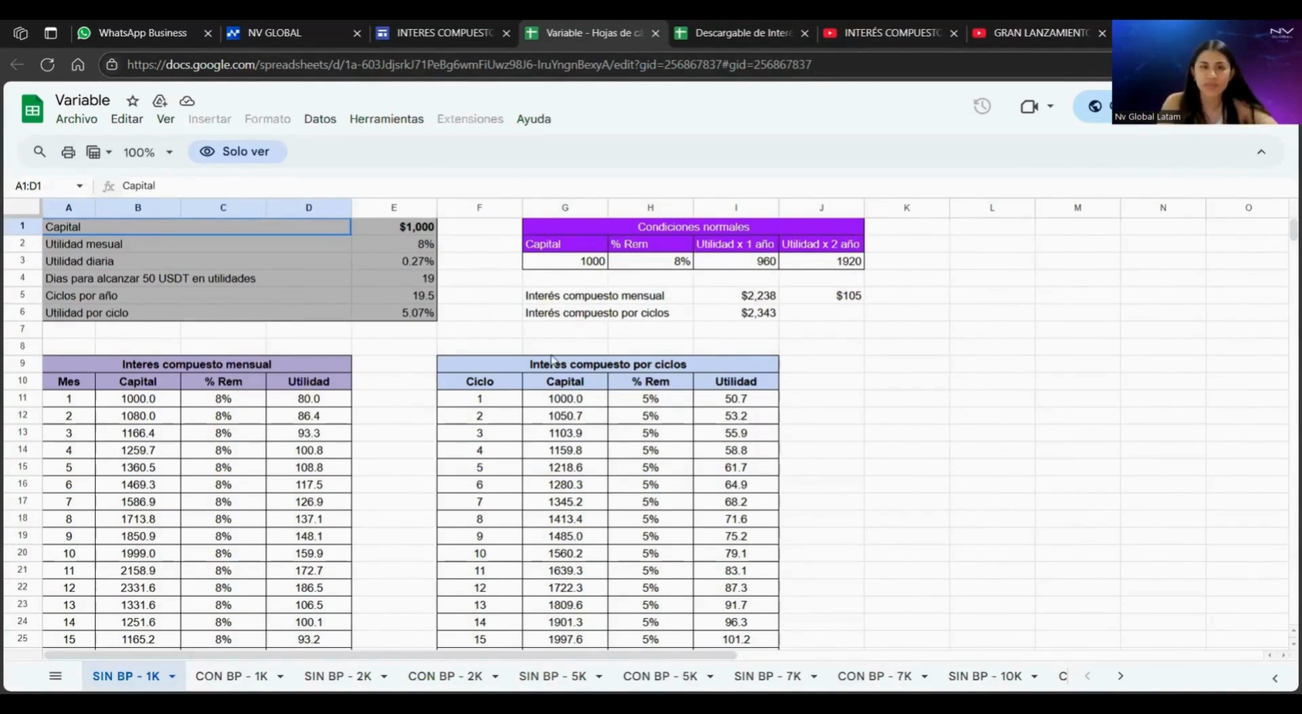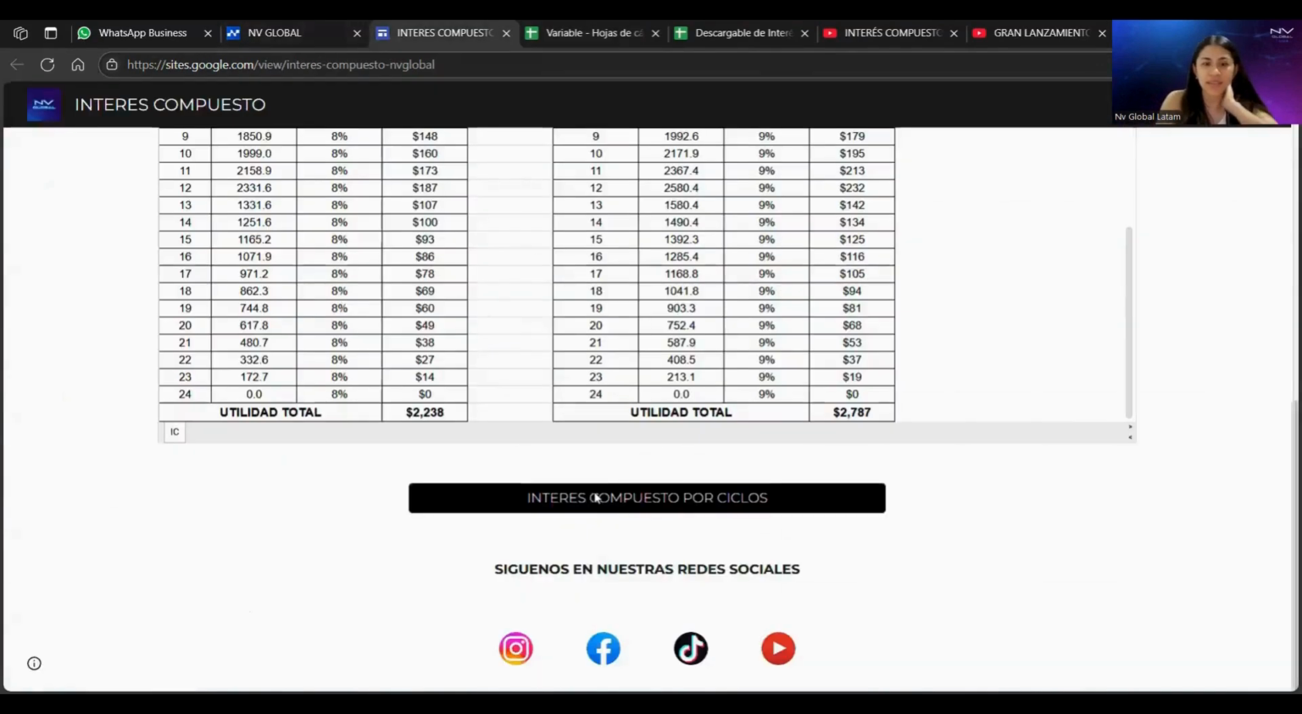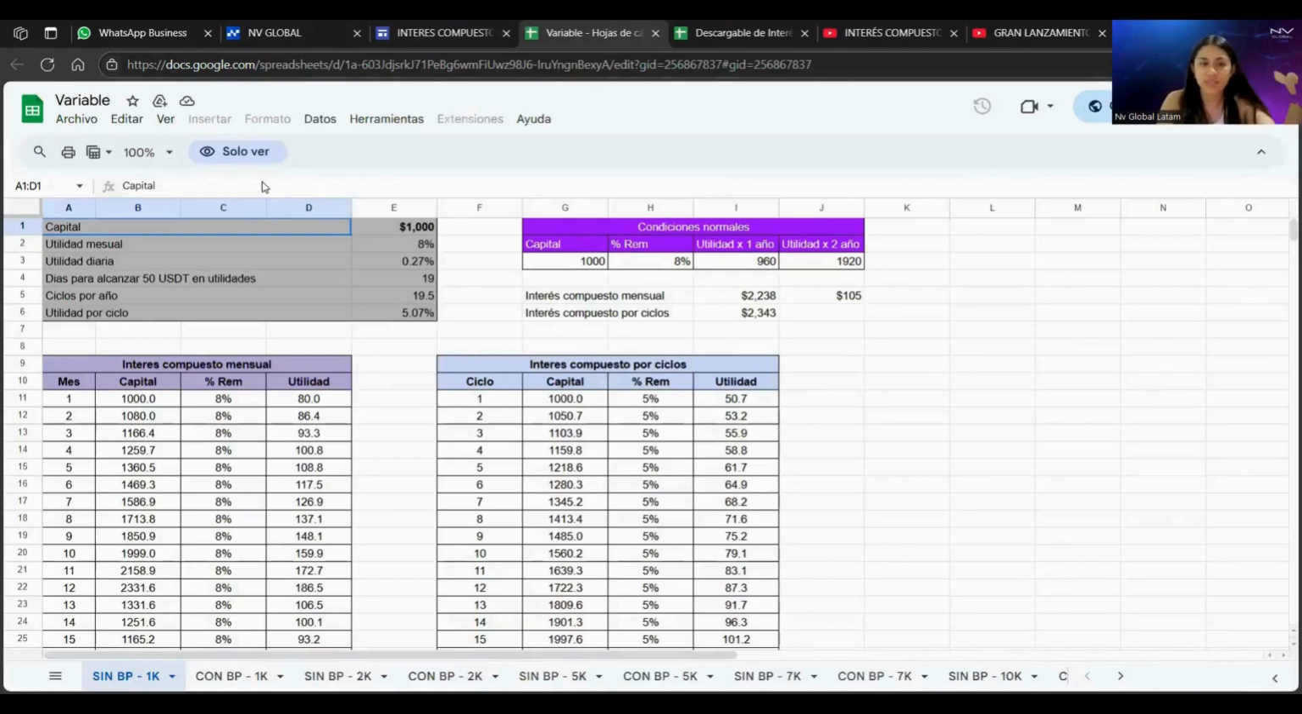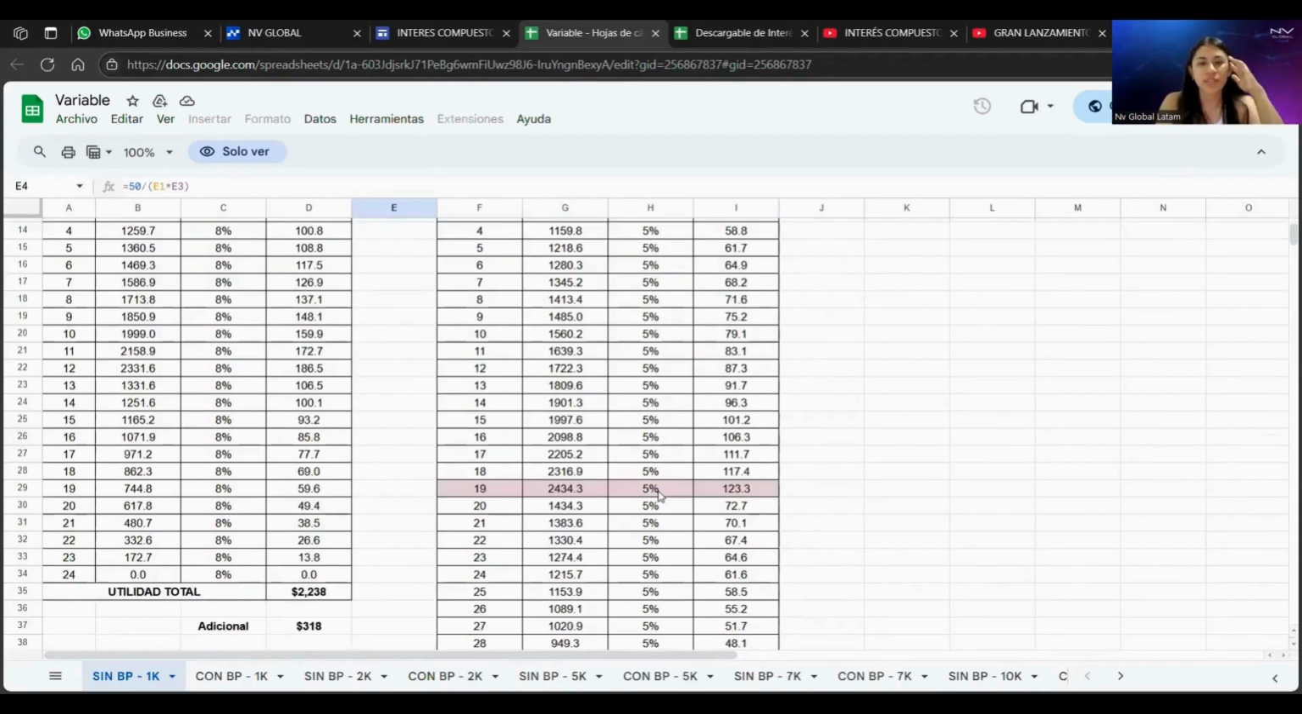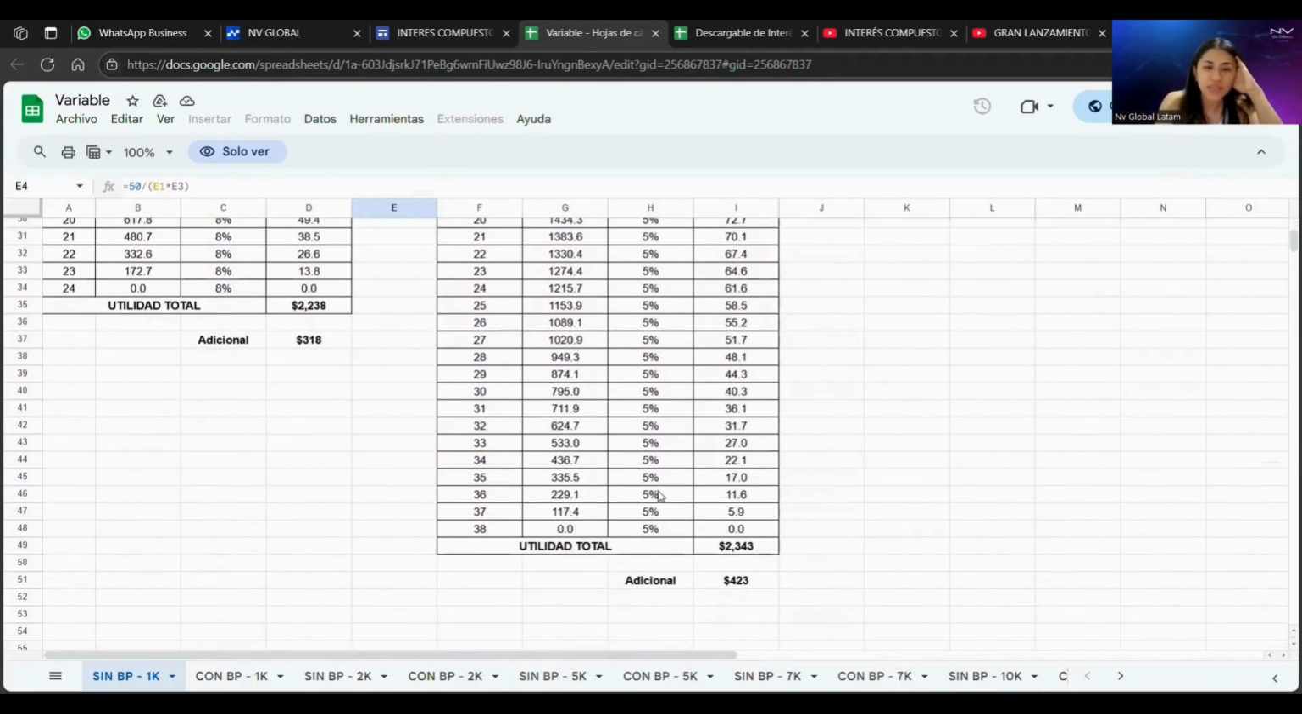So if we open this Excel file, which is to review compound interest by cycles, in other words, every time I have $50, I activate another plan. It's no longer every month, but rather, for example, if it's $1,000, it would be every 19 days, okay? Every time I have $50. So what happens? It's no longer going to be $2,238, but rather $2,343.